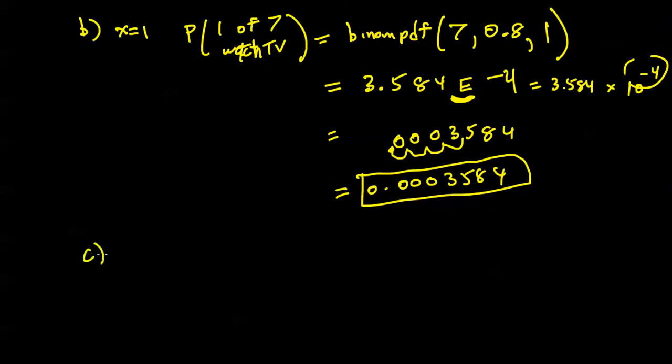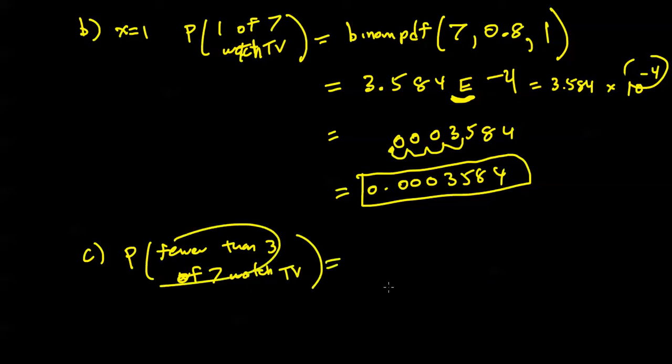Let's look at part C now. Find the probability that fewer than 3 of the selected adults watch prime time TV live. So I want the probability that fewer than 3 of 7 watch TV live.